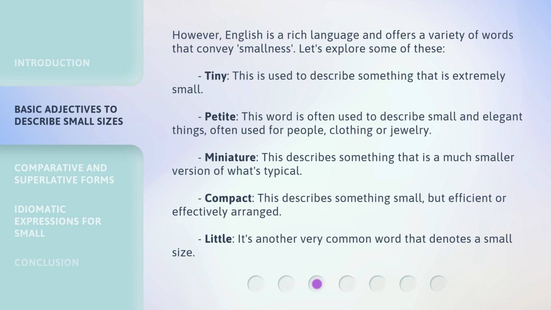Tiny. This is used to describe something that is extremely small. Petite. This word is often used to describe small and elegant things, often used for people, clothing, or jewelry. Miniature. This describes something that is a much smaller version of what's typical. Compact. This describes something small, but efficient or effectively arranged. Little. It's another very common word that denotes a small size.